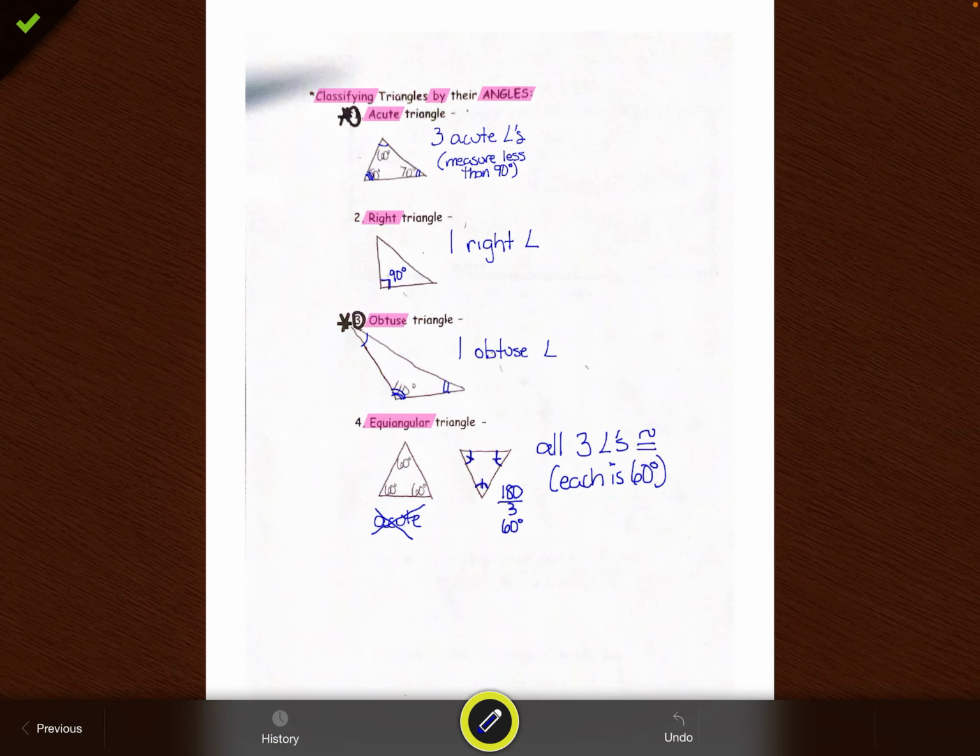So what you guys are going to see in the next video is when we do some examples, we're going to be looking at triangles and we're going to classify them by their sides. So we're going to say scalene, isosceles, or equilateral. And we're going to be also looking at the angles and saying acute, right, obtuse, or equiangular.